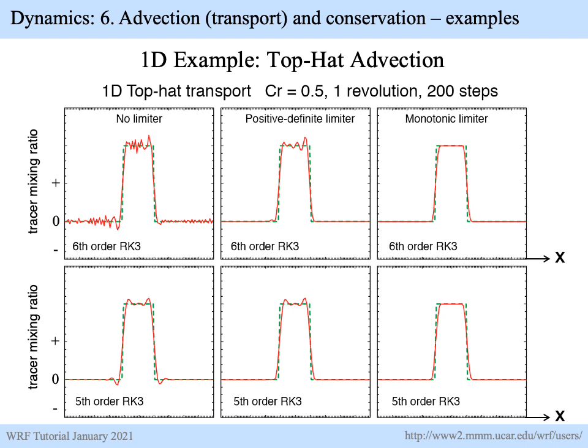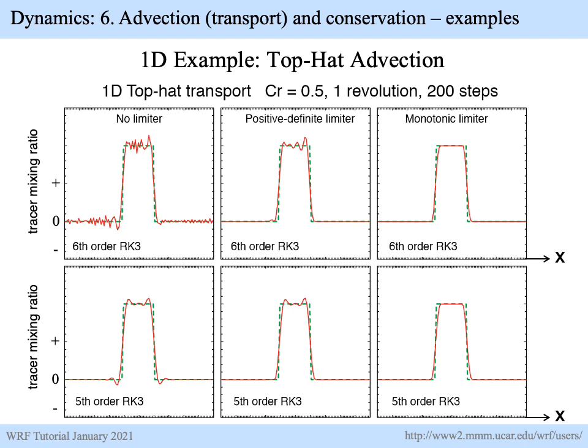The red lines depict what comes from application of the WRF advection scheme. On the top panel is the 6th order scheme, on the bottom panel is the 5th order scheme. In the leftmost solutions, there's no limiter. It's not positive definite, nor is it shape preserving.